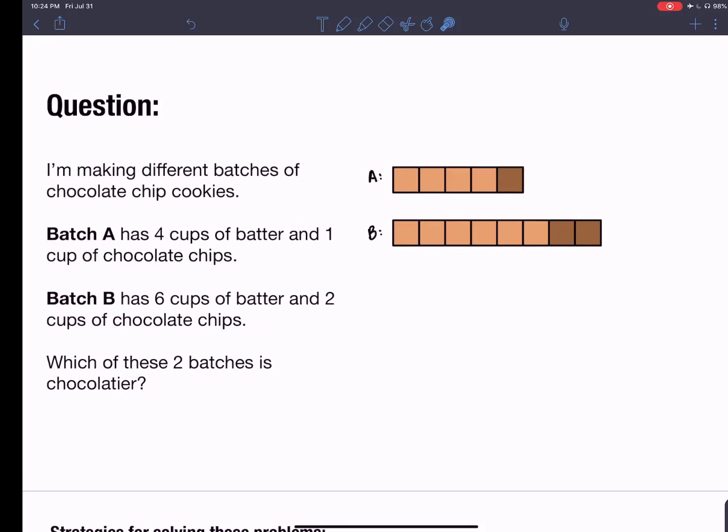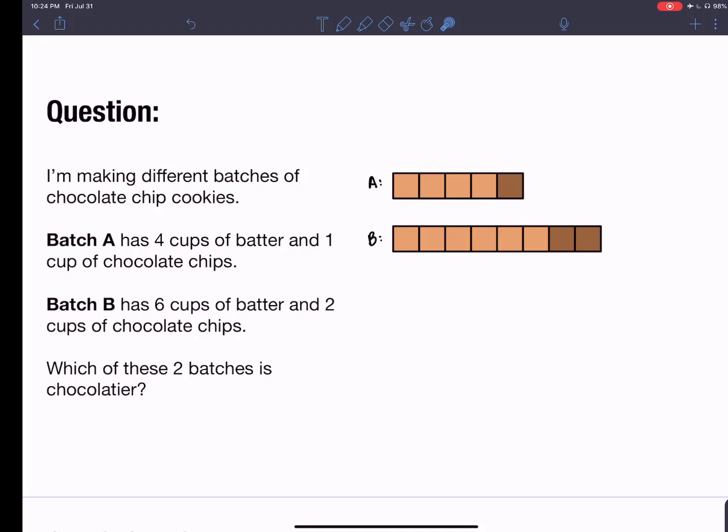So here's a question. I am making different batches of chocolate chip cookies. Here are 2 batches. Batch A has 4 cups of batter. So in my little picture, this is 1, 2, 3, 4 parts or 4 cups of batter, and I added 1 cup of chocolate chips. In batch B, I have 6 cups of batter, 1, 2, 3, 4, 5, 6, and then I added 2 cups of chocolate chips.